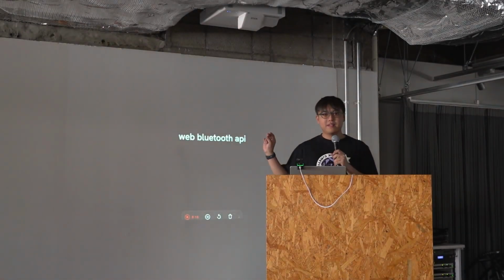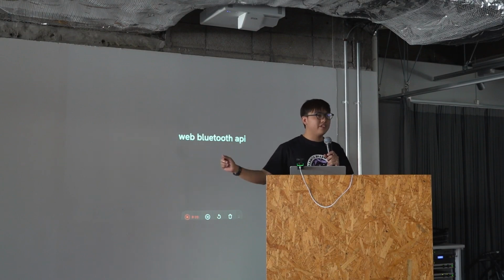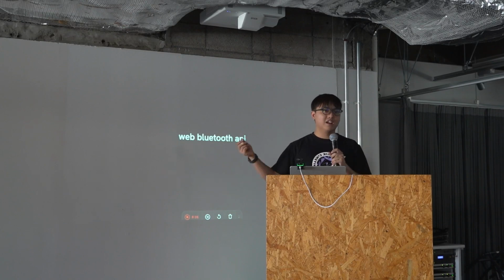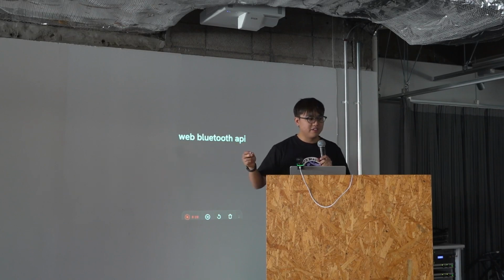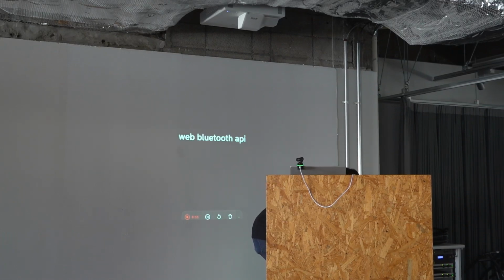And the next API is the Web Bluetooth API. With this API, you can interact with the Bluetooth device or BLE device directly. BLE is Bluetooth Low Energy, so you can communicate with it without needing to connect to it directly. So I have an interesting use case here as well.